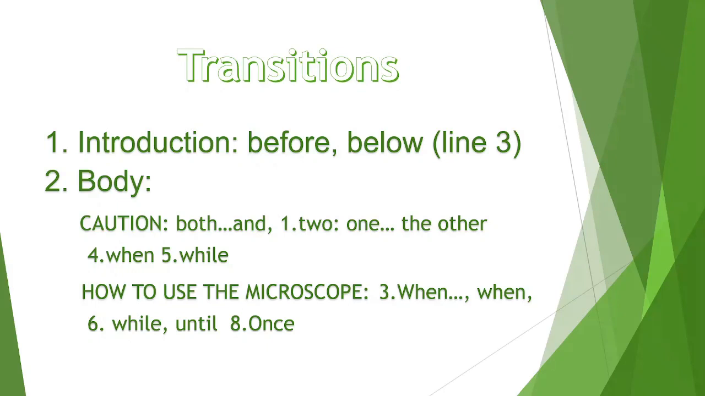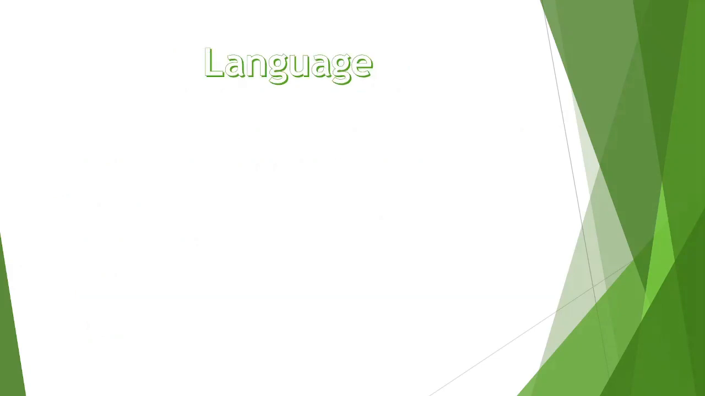How to use the microscope. In step 3, you see the word when twice. And in step 6, you see while and until. In step 8, you see once. So those are the big things that we look at: structure, topic sentence, and transitions. That's for writing. Then let's look at language in detail. So these are smaller things.